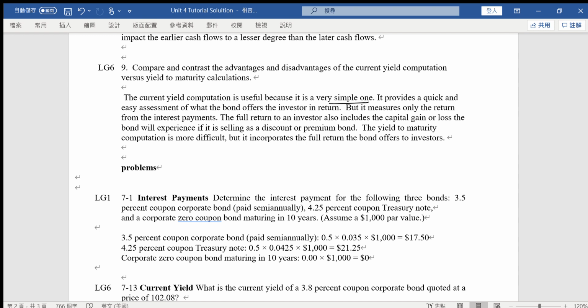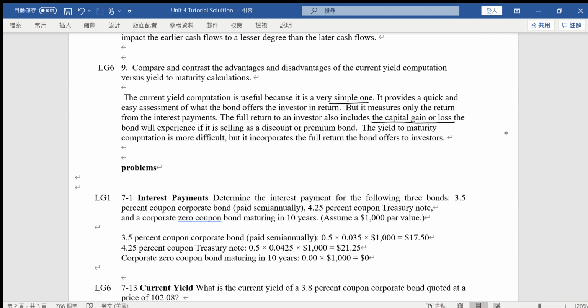And also quick and easy to assess what the bond offers to the investor in terms of the return. But you will find that for this one, you have the limitation. The current yield calculation is only focused on the interest payment only. It doesn't consider the capital gain, and that's why it is not fully reflecting the return of the bond. Because of that, the yield to maturity also takes into consideration the capital gain or loss.